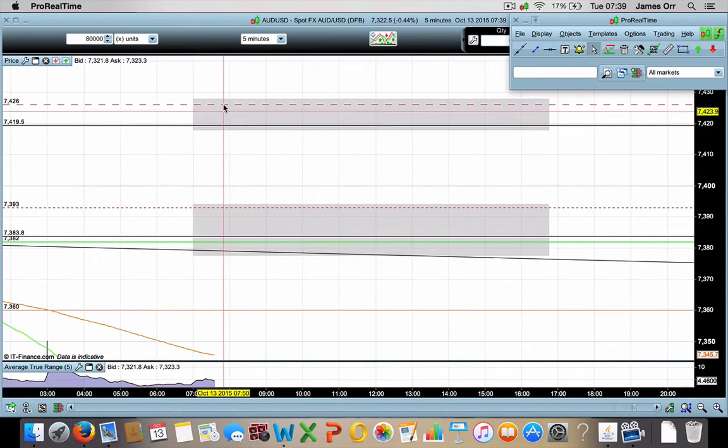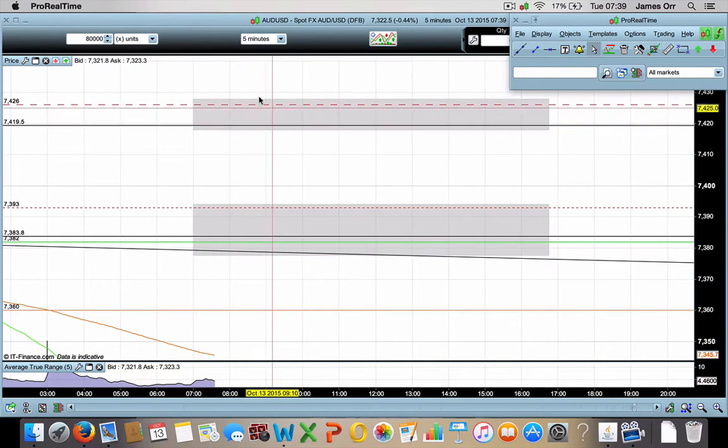If it does break through the channel, quite often markets will do this. They'll break through the channel, make a false break. I've got another level up at 7,420.